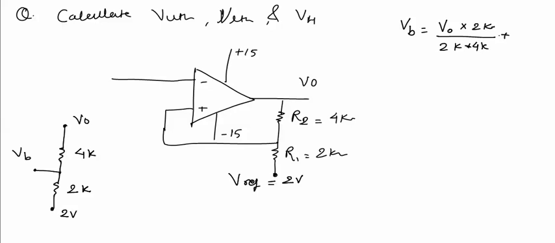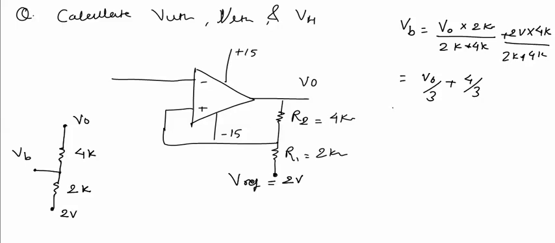But there will be an additional voltage at VB due to this 2-volt source. It will be 2 volt into 4k divided by 2k plus 4k. So it will be V naught by 3 plus 4 by 3. This will be the VB voltage.